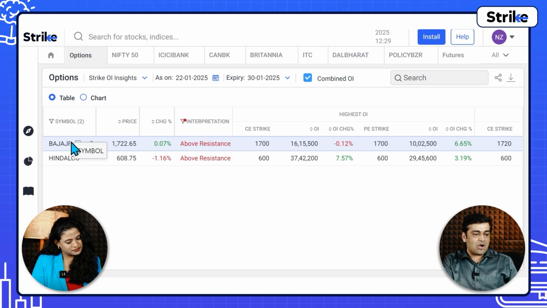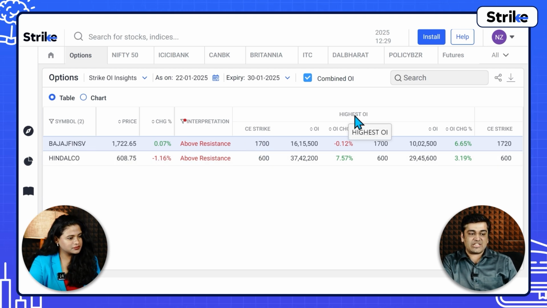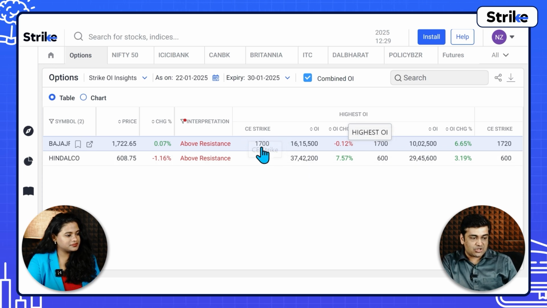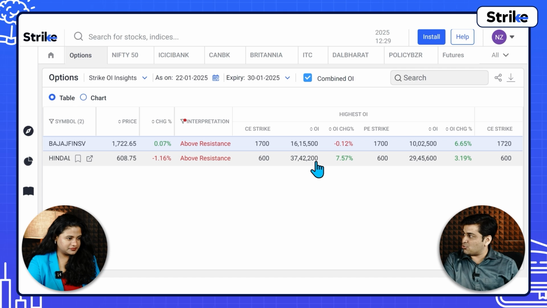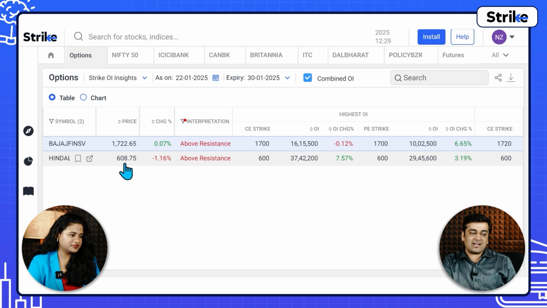Okay. All right. So right now, today, there are only 2 stocks where prices have gone above their resistance level. All right. So this highest OI, can you see this? Yes. On this particular call strike, CE meaning call option, call option strike 1700, there was the highest open interest. And prices have gone above 1700, currently 1722. And for Hindalco, the 600 strike had seen the highest open interest and prices are right now trading above 600, at 608. Now let me show you some past examples for you to understand it better.